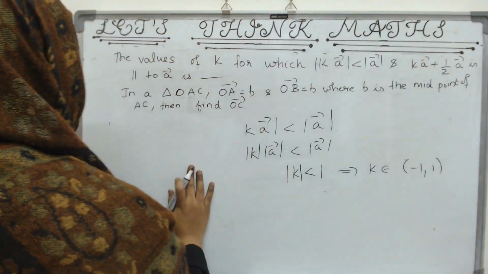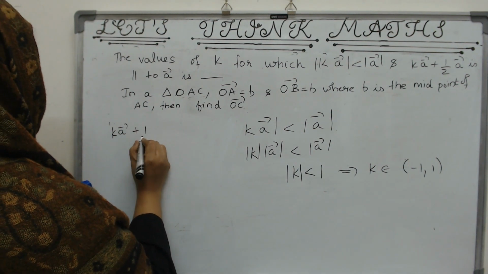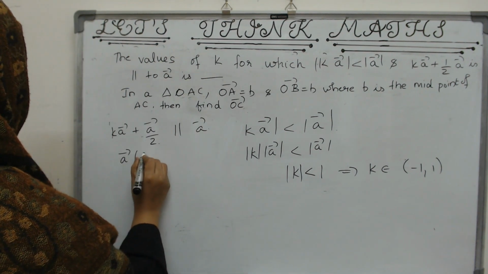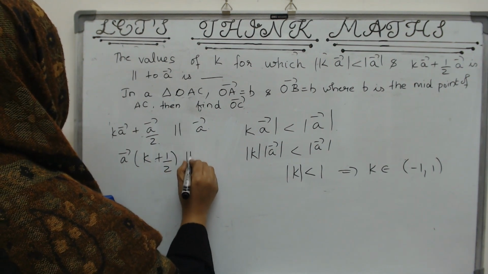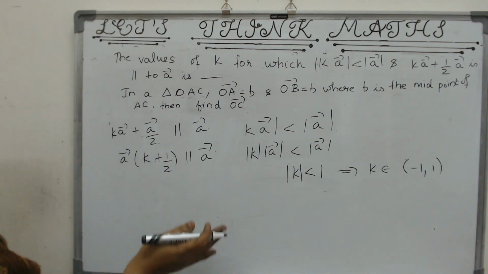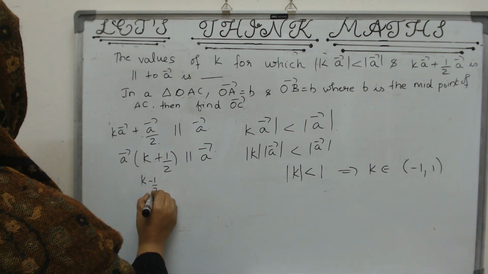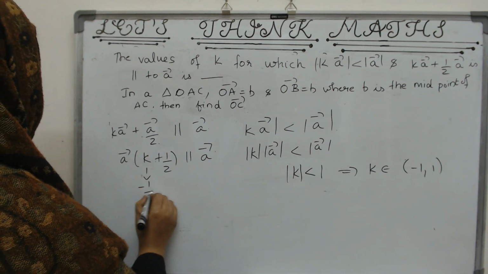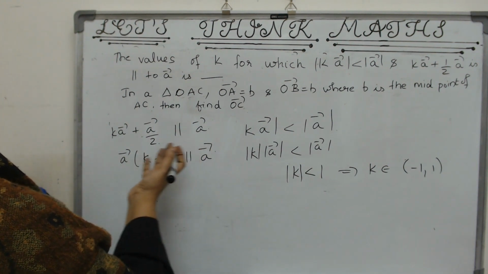What does your second inequality tell you? Your second condition is that ka plus half of ka is parallel to a. In other words, k plus half is parallel to a. Then what is the value that k cannot take? K cannot be minus half. Why is that? What happens if k is minus half? That means this whole thing will become 0, and that will mean that a is parallel to the 0 vector.